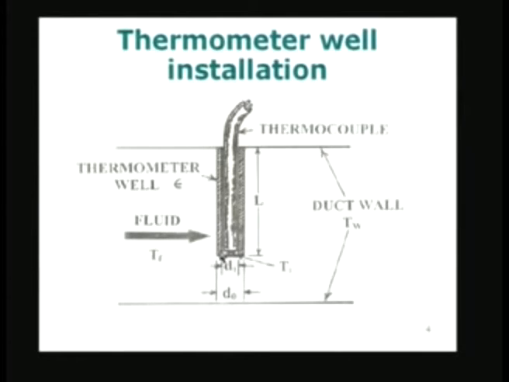The idea is the well must be able to separate out the fluid or prevent the fluid from direct contact with the thermometer, number one. It should be strong enough so that there are no leakages, there is no chance of any rupture of the well and so on. So it will have an inner diameter of di as is shown here. Di is the inner diameter of the well, and the outer diameter is do. And let us look at the heat transfer mechanism.